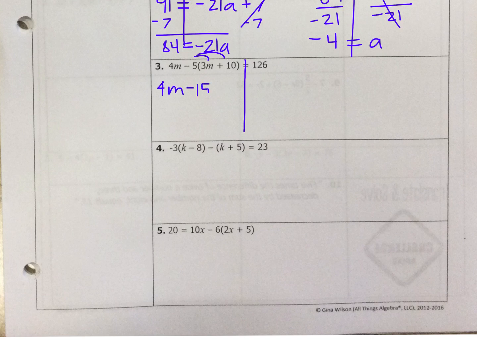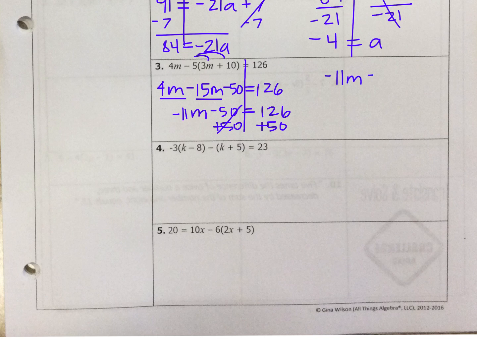4m minus 15m minus 50 equals 126. I'm going to combine the like terms on the left side. 4 minus 15 is negative 11m minus 50 equals 126. I'm going to add 50 to both sides. Now I have negative 11m equals 176. Divide by negative 11. M equals negative 16.